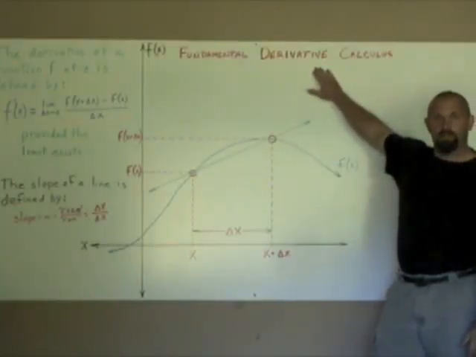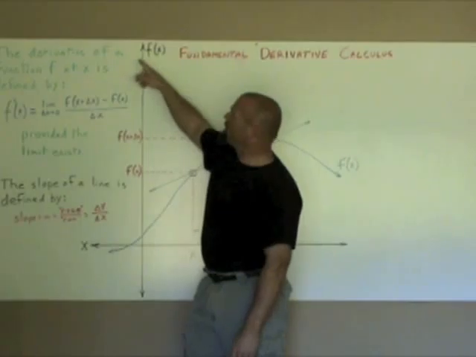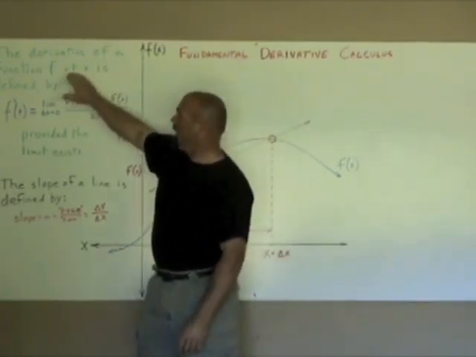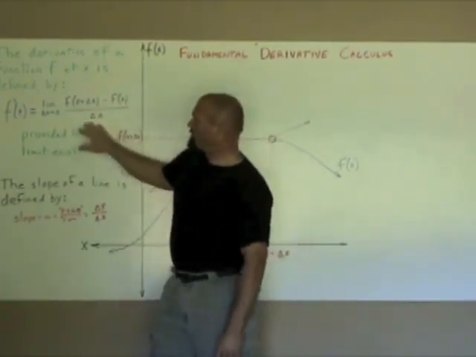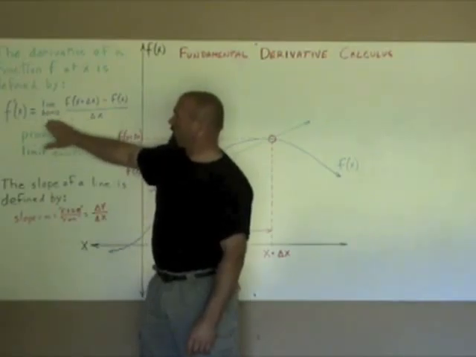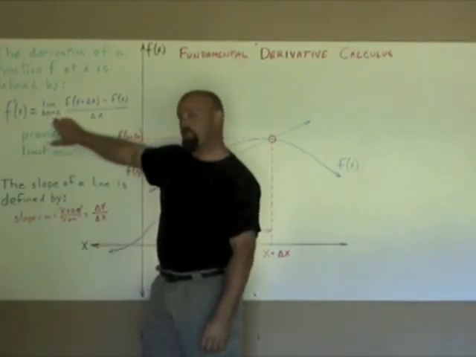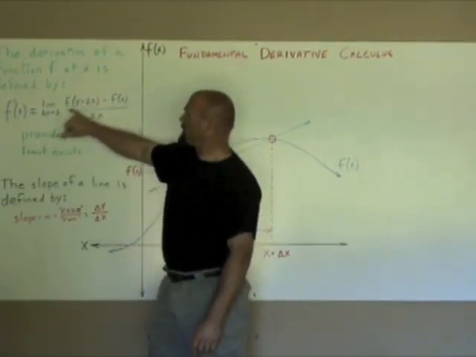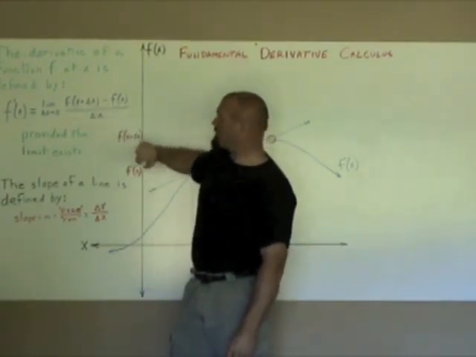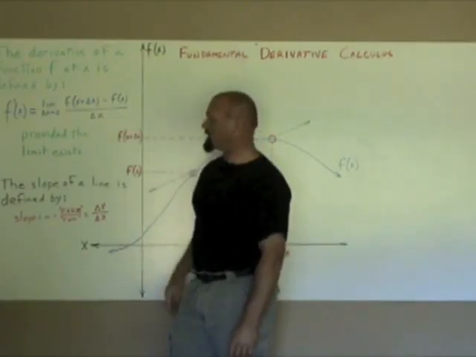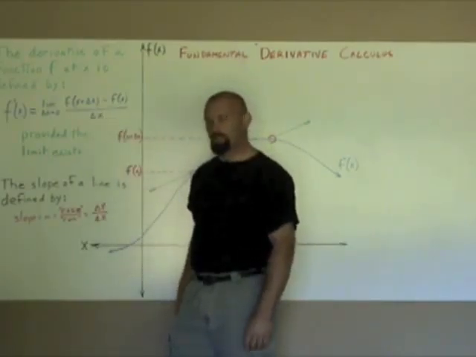Fundamental derivative calculus and the definitions of a derivative. The derivative of a function f at x is defined by this expression here. We say this f prime of x is equal to the limit as delta x goes to 0 of the function f of x plus delta x minus f of x, divided by delta x, provided this limit exists.